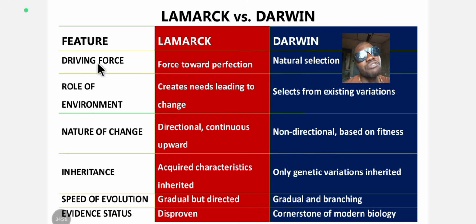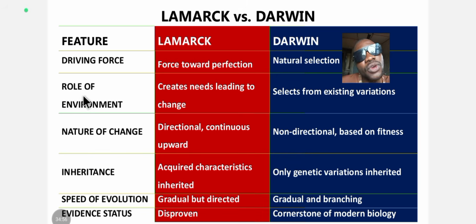Now the first feature we have here is the driving force. What's the driving force of Lamarck's theory? Force towards perfection. Because of the force towards perfection, that drive inside of you to impress or to change something, that is why you start using your organs or your tissues for them to grow bigger. Then for Darwin, what is the driving force? It's natural selection, selected by nature.